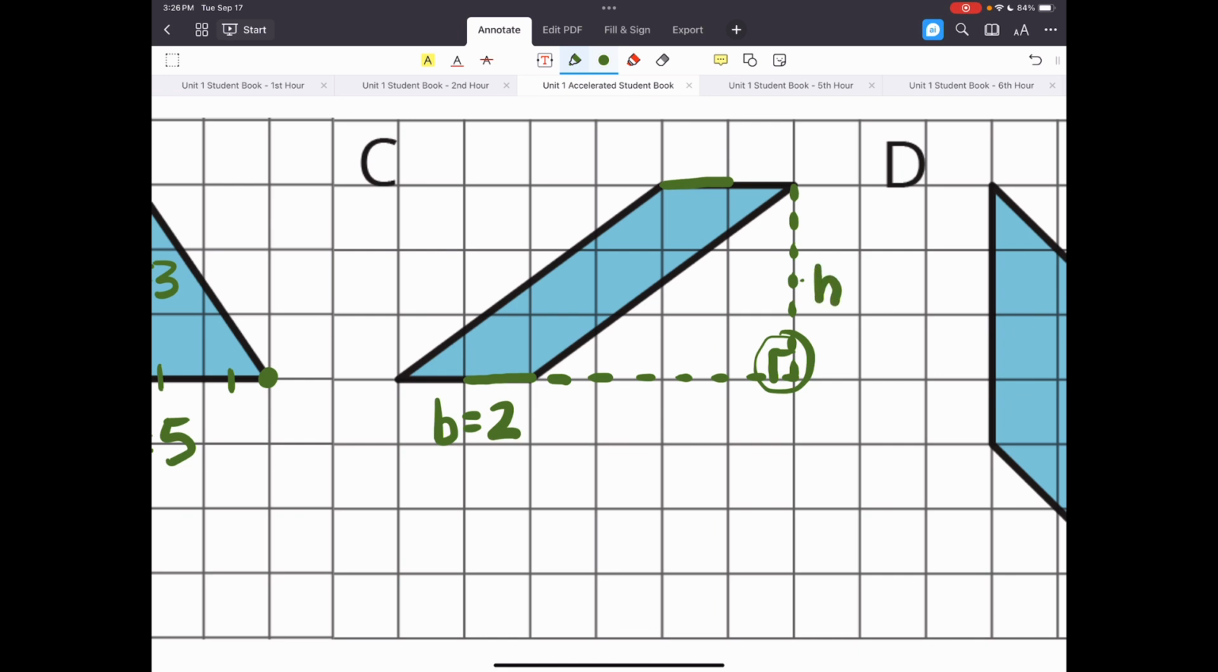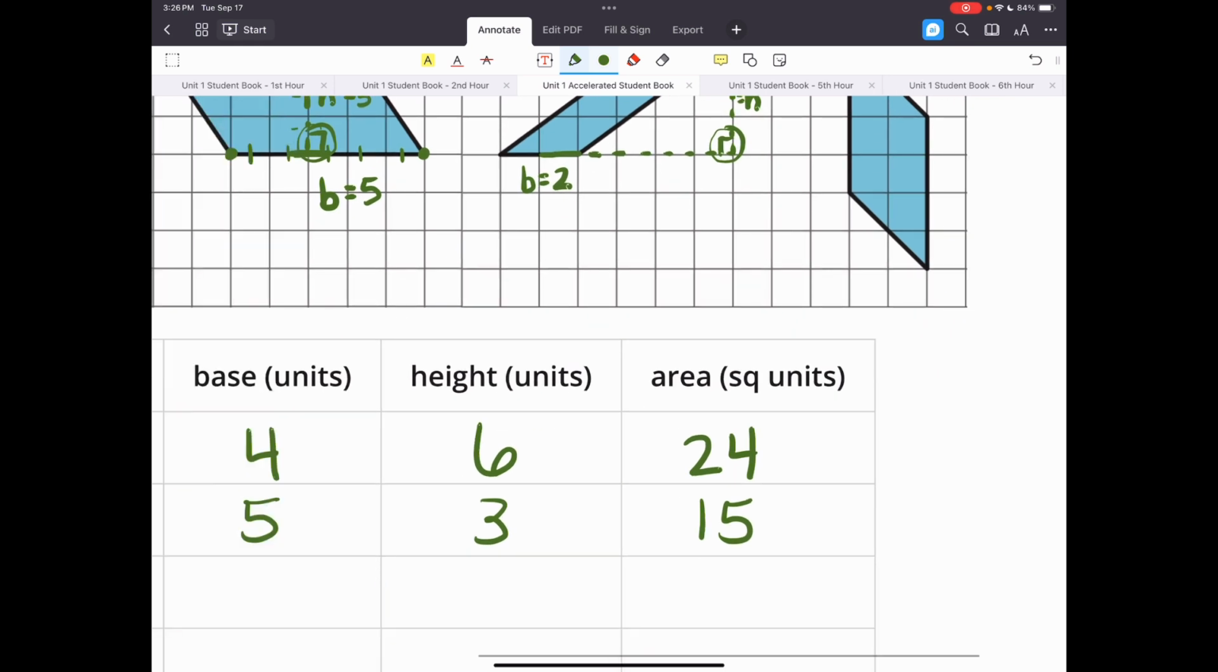My height is going to be here base to base, but this is where we see that we're actually drawing an exterior triangle to connect the base to the opposite base, using that triangle to show our height is 1, 2, 3. So this is a base of 2 and a height of 3. 2 times 3 is 6 square units.